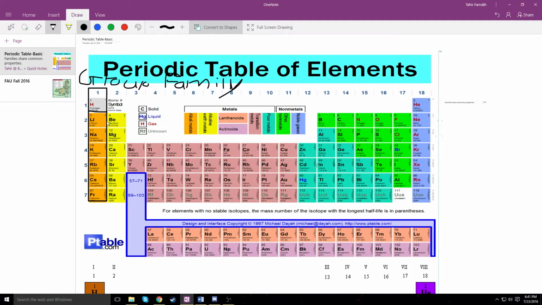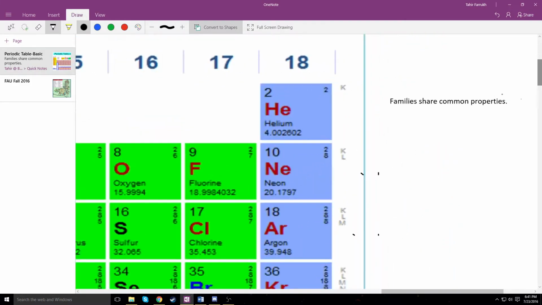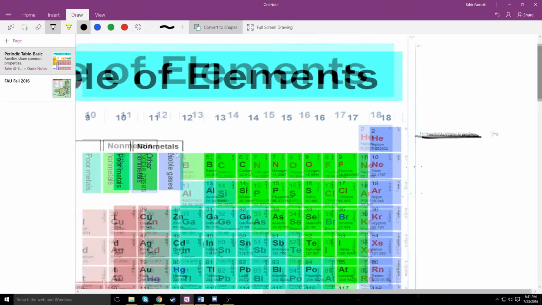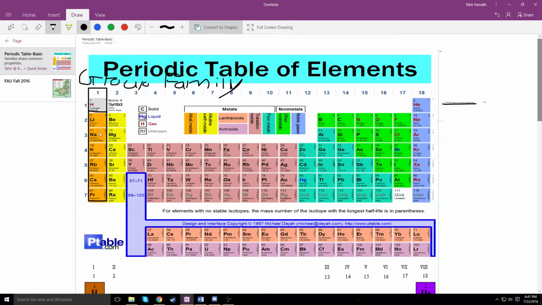So I'm pretty sure a lot of you know that families share common properties. And if you didn't know that, word of advice, and it's very important, so make sure you write this down in your notes: families share common properties. And what do I mean by that? Let's take lithium, sodium, potassium, rubidium, cesium and francium, for example. Each column will have a specific name to it, except for the transition metals and a bunch of these special things.